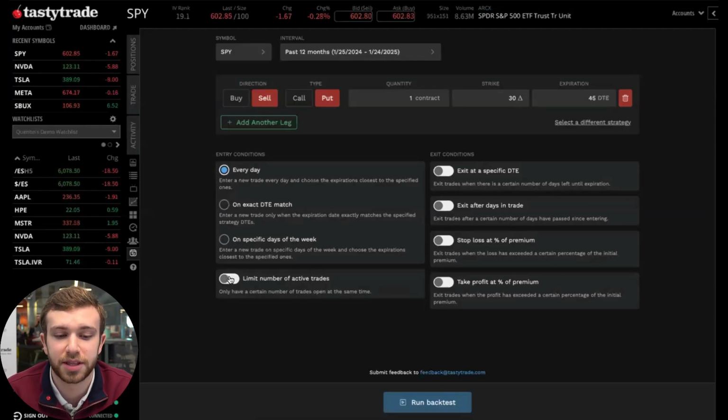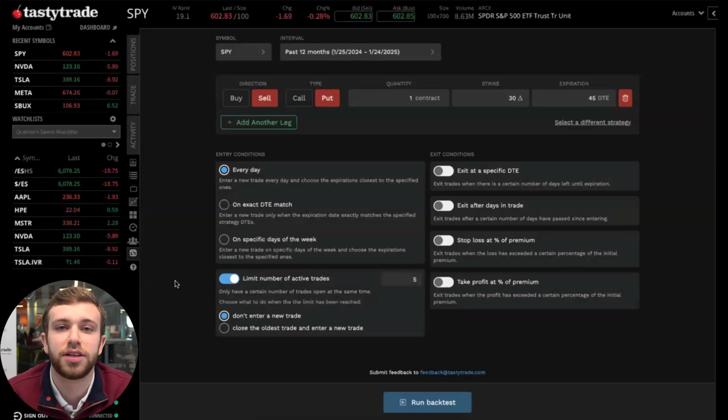And then you can also limit the number of active trades. If you wanted to test, let's say, hey, my account size isn't that big, I just want to see if I did this trade throughout the last year, if I did only 5 of these at a time. And then you can also say either don't enter a new trade, or you can close the oldest trade and enter a new trade. So also that would be smoothing out that P&L curve.